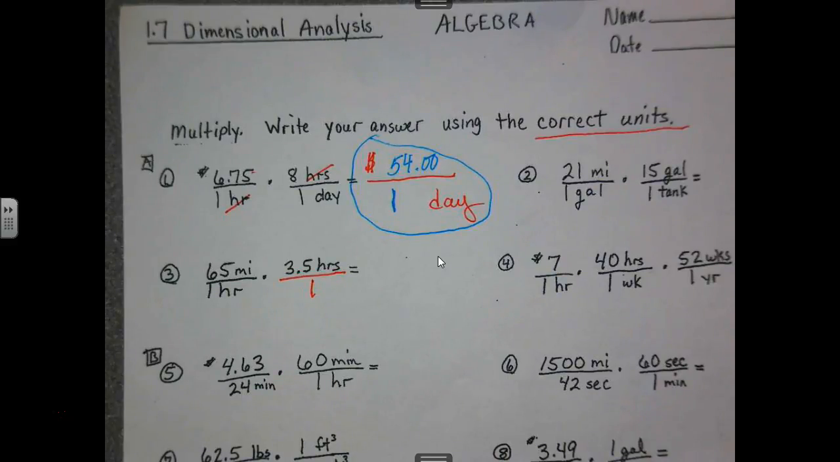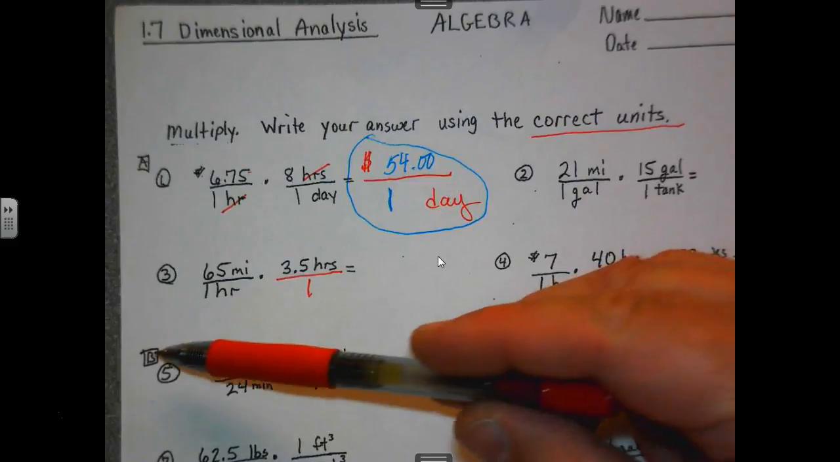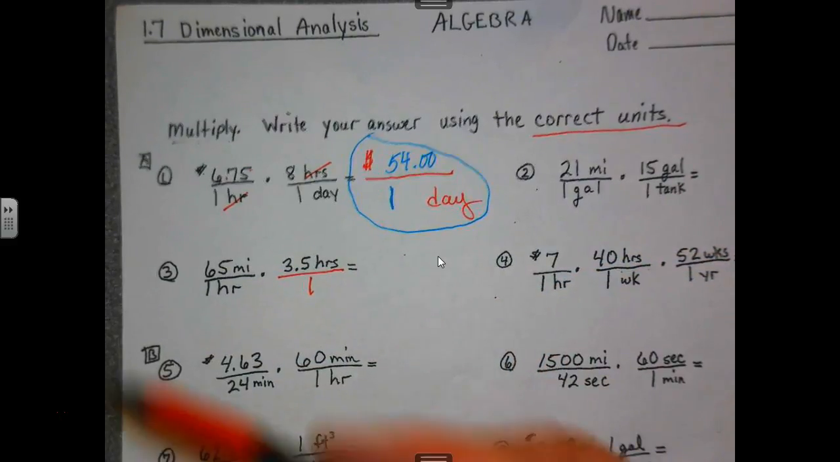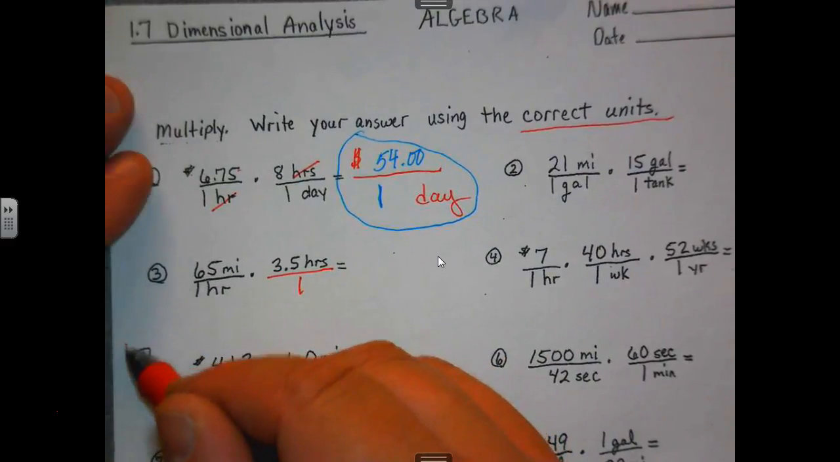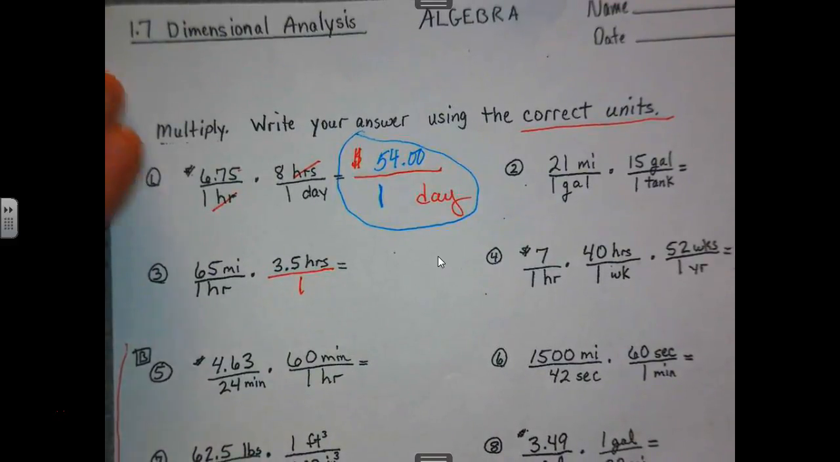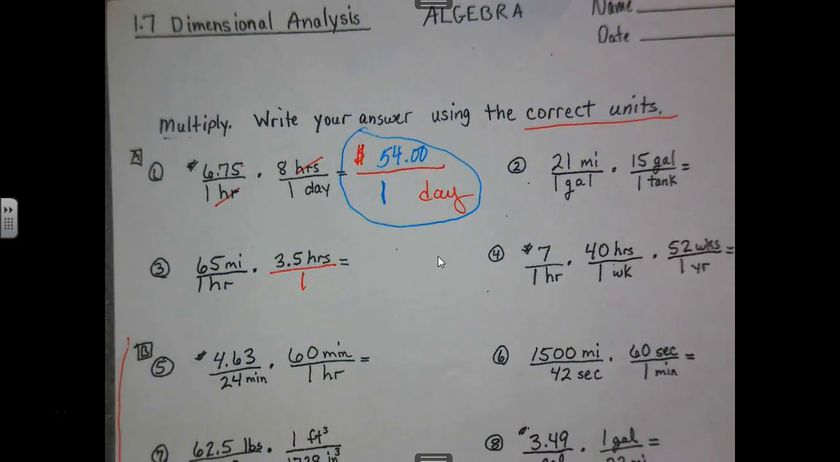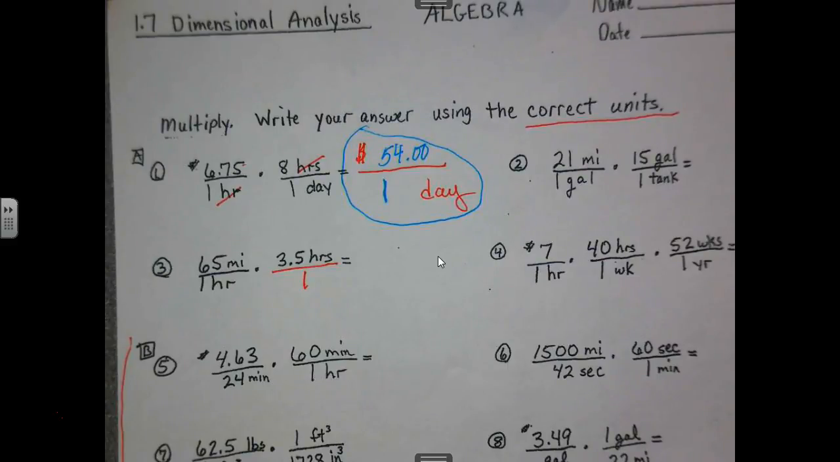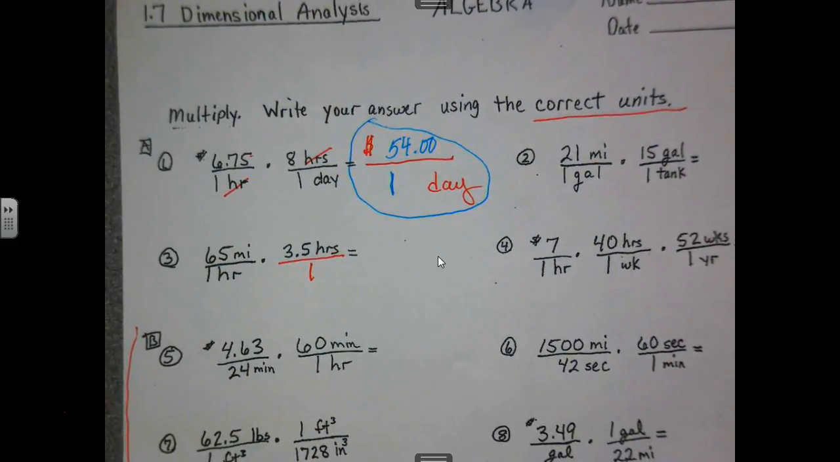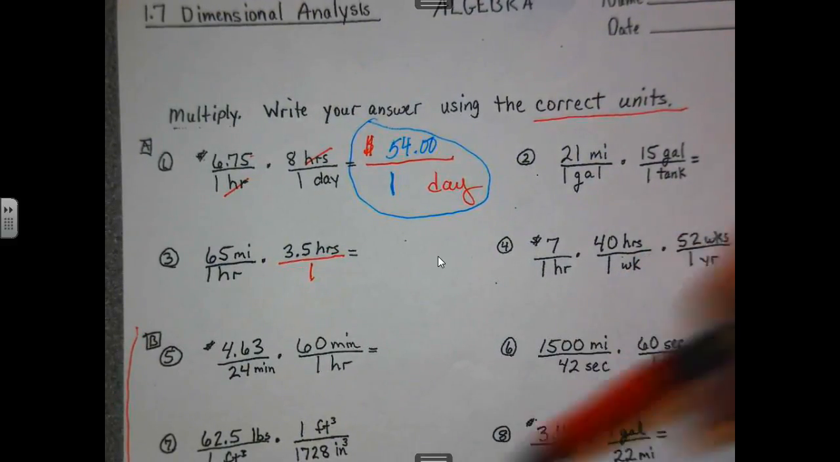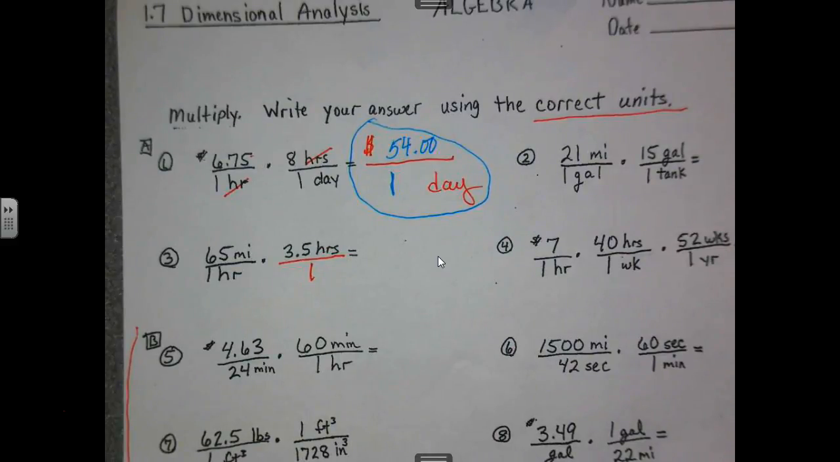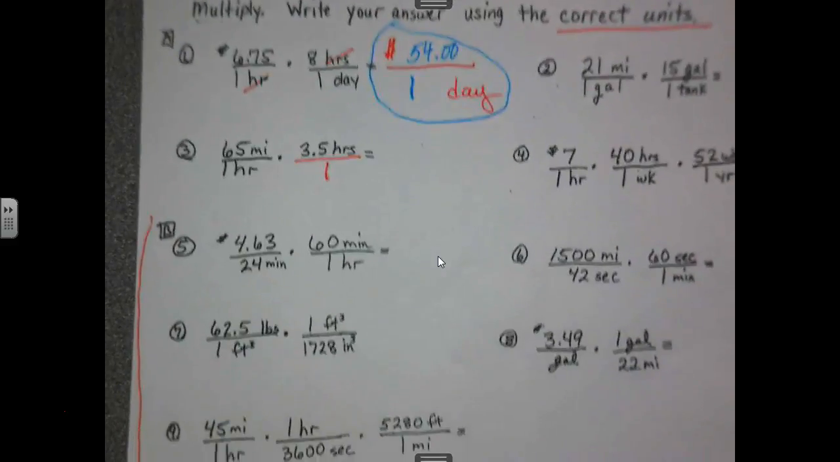How about part B? Here's part B. 1 through 4 is part A. Part B is 5 through 12. Now, this stuff we've been doing, so you should be pretty good with that. Let's try number 9.